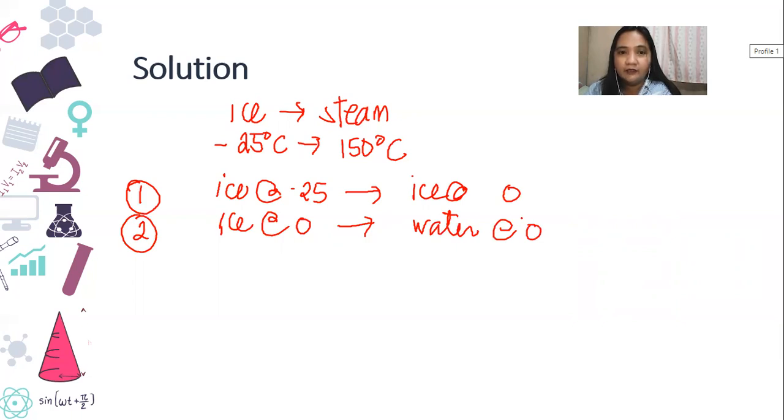I hope that's clear. Okay, let's go back again. Ice at -25 is still ice at 0. Why is 0 our reference point? 0 is the freezing point of ice. Okay, let's complete this so that when you get a snapshot of it, it's actually more detailed.